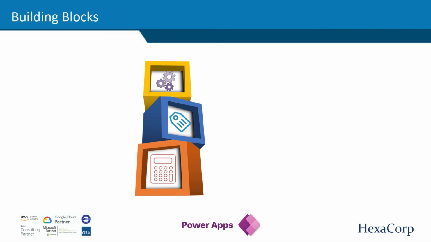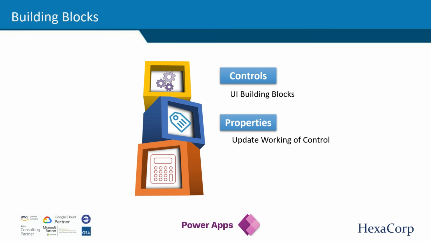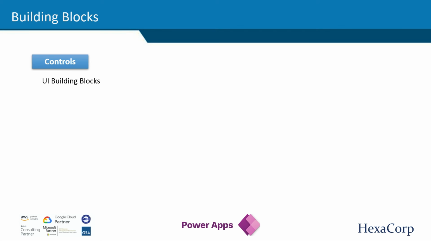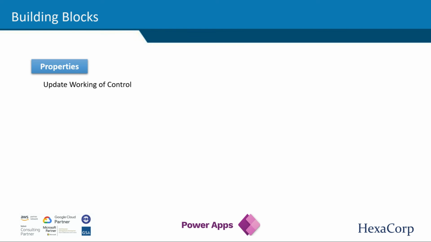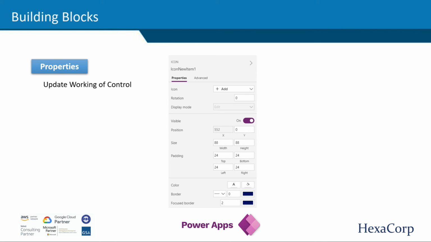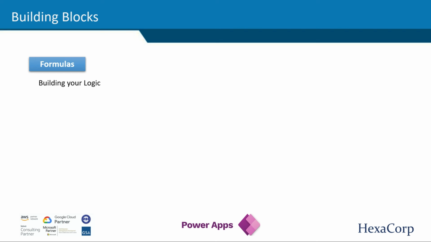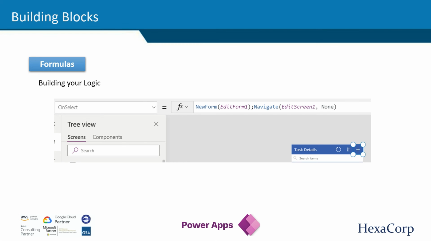What are the building blocks of PowerApp's development? Controls, properties, formula. Controls. UI building blocks like label, button, text controls, gallery, etc. Properties. Updates working of control to your right side of the layout in regard to the selected control. Formula. Builds logic. That is, we can integrate any conditional formatting.